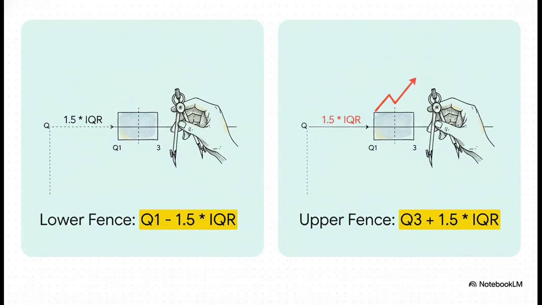Okay, next we set up our fences. Now, you don't actually draw these on the final plot. Think of them as invisible boundaries that we just calculate. We take our IQR, multiply it by 1.5, that's just a standard rule, and then we subtract that number from Q1 to get our lower fence and add it to Q3 for our upper fence. These fences are what we use to officially spot any outliers.